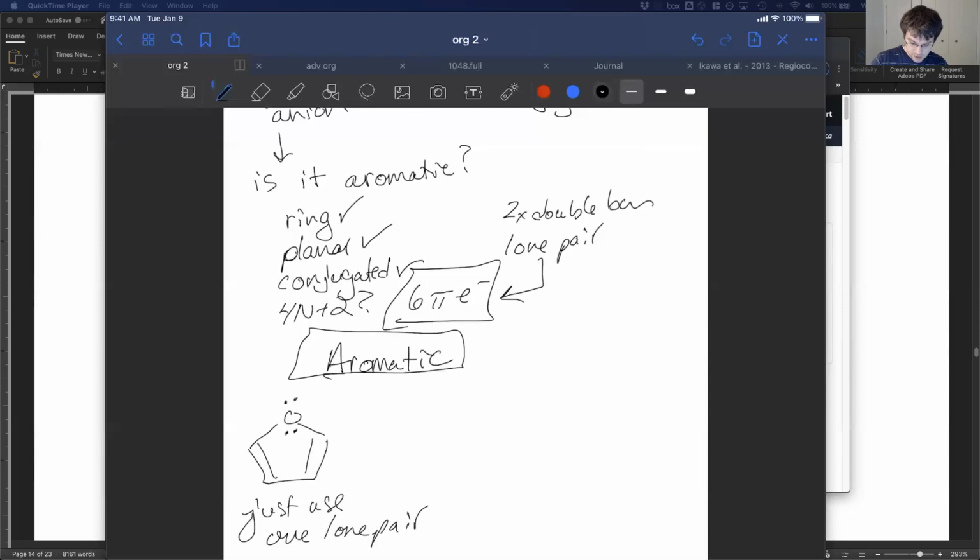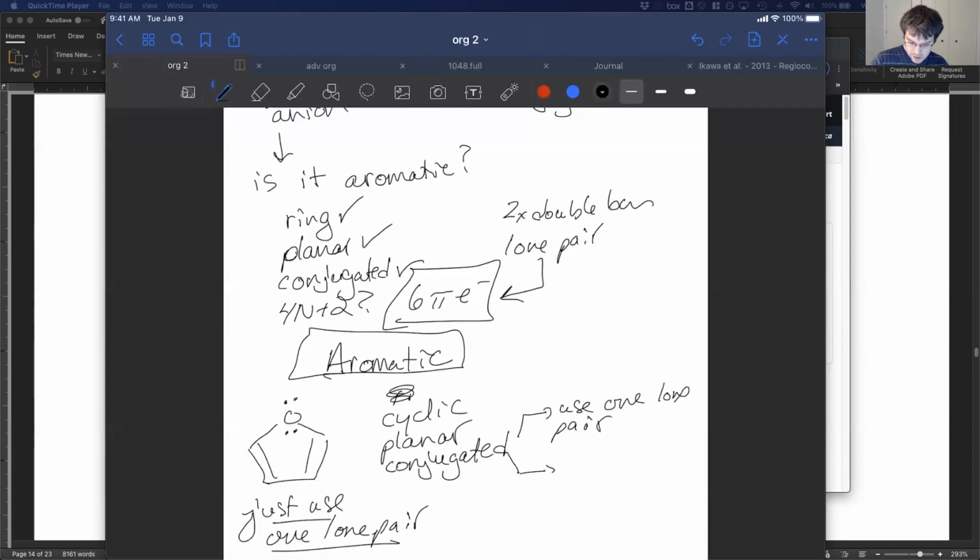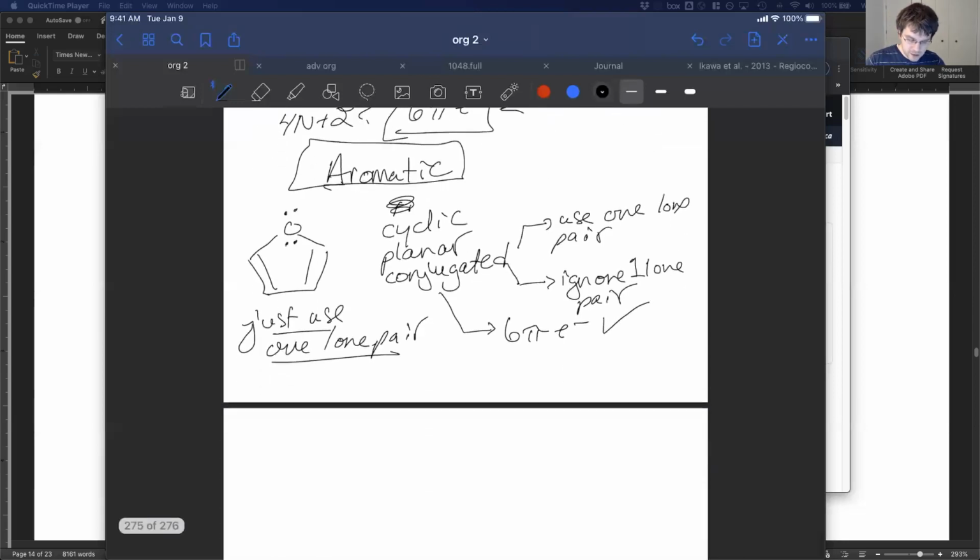So the molecule is going to use 1 lone pair. That gets us to something that's cyclic, that's planar. Yeah, I said ring. Okay, that's conjugated, because we'll just use 1 lone pair and ignore the other lone pair. So we use 1 lone pair, ignore the other lone pair. That gets us to 6 pi electrons, and we're aromatic.